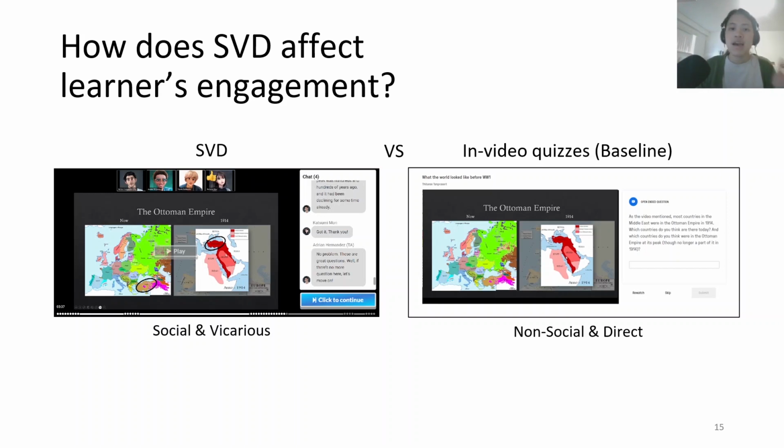Contrasting with that, in-video quizzes are a non-social experience. There is only the student and the quiz, and it's a direct learning experience, meaning that the students actually have to answer the quiz question. So we want to see between these two, which one learners prefer, and also how it affects their engagement, which we measured by self-reported questionnaires.